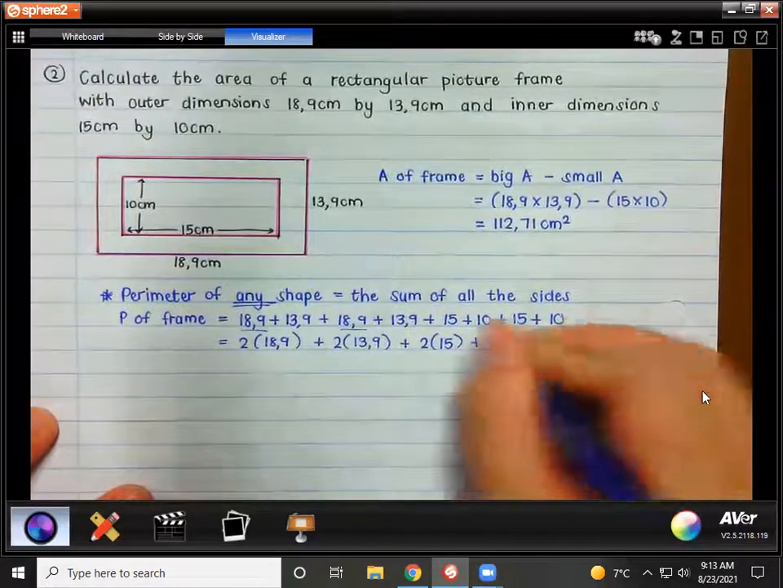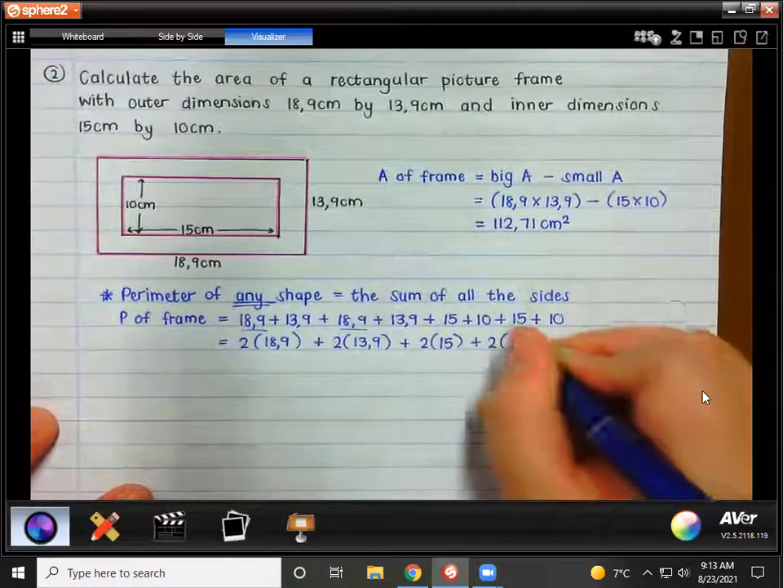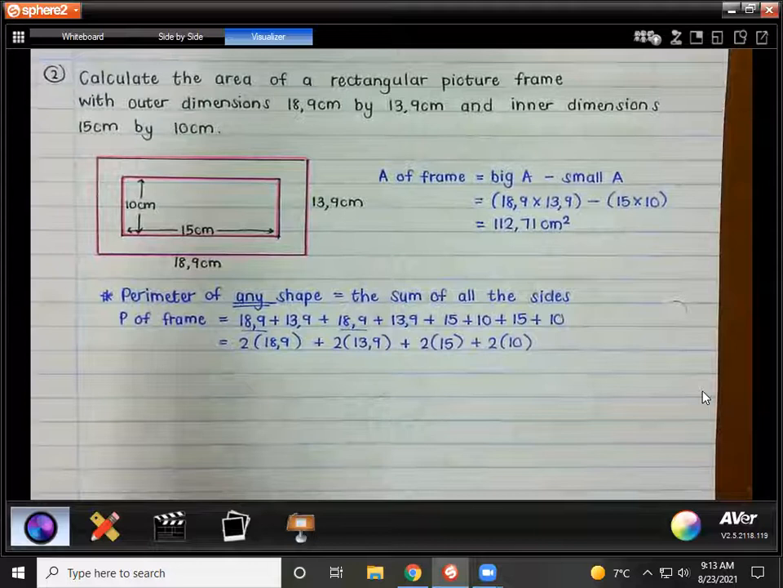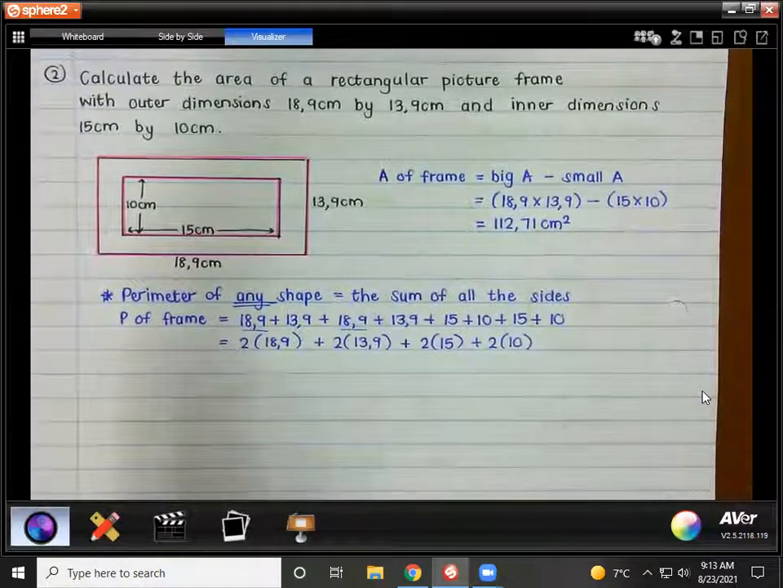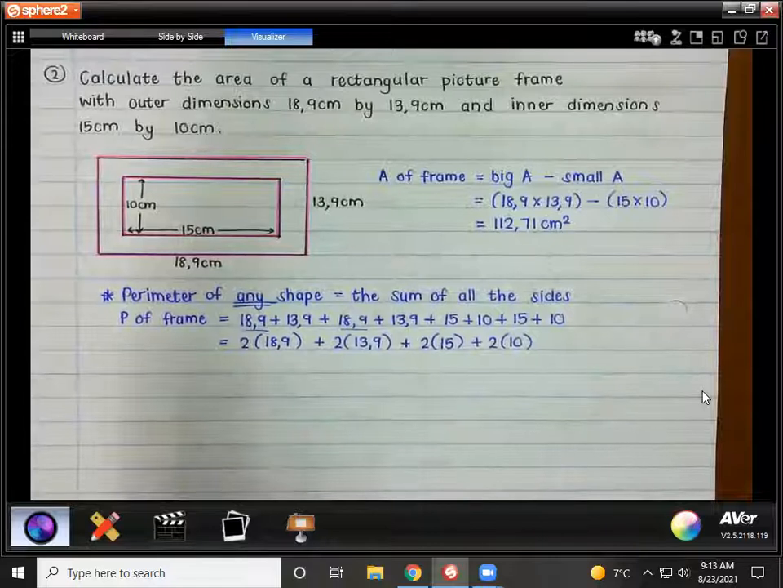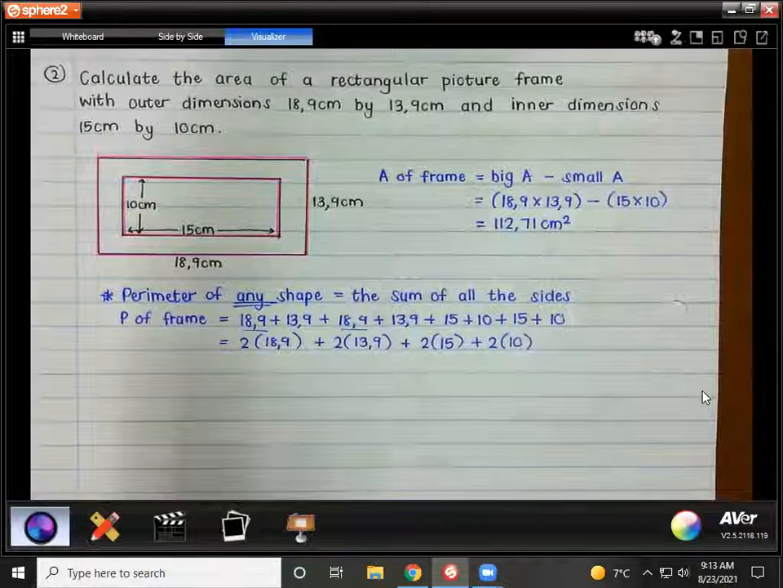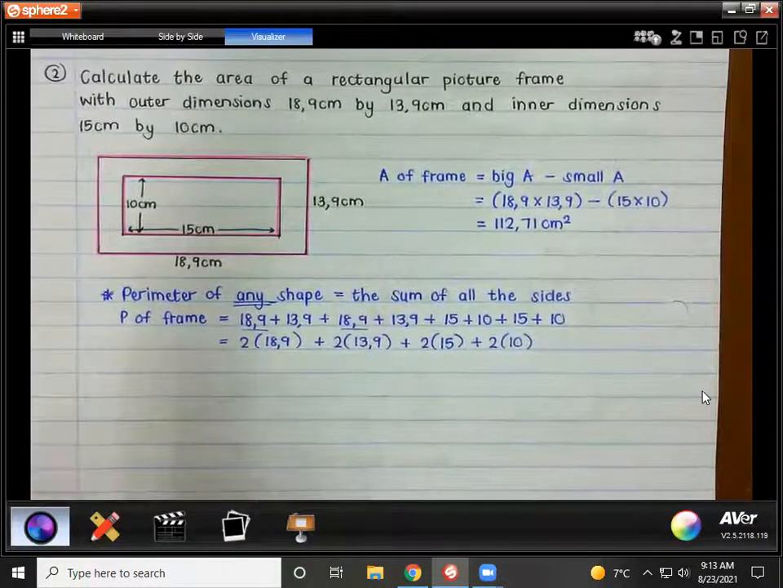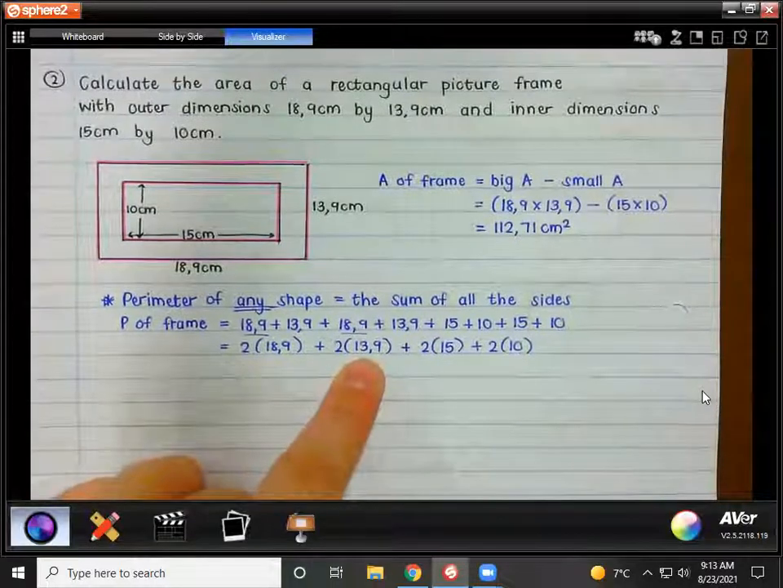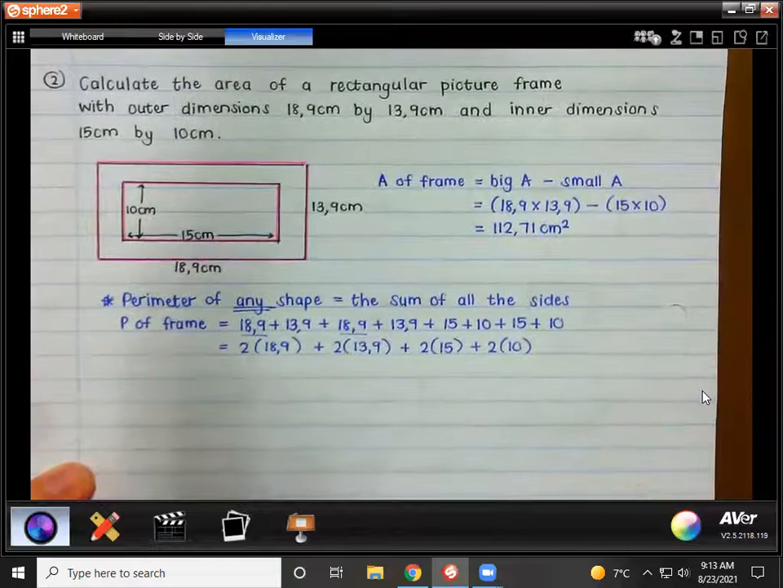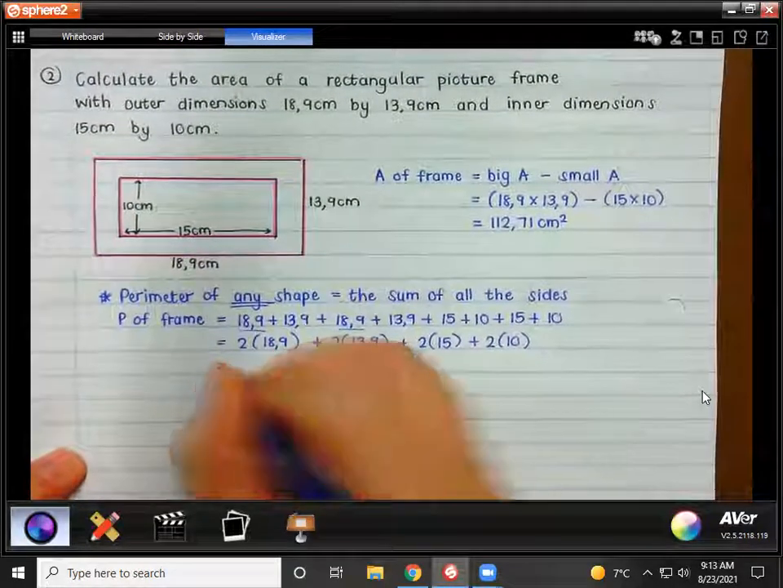And we also have two 10s. So that's optional. I just know that some of you know the formula from primary school, 2 lengths plus 2 breadths. That's where it comes from because you have 2 other lengths. So you can do 2 lengths plus 2 breadths. So that is where that comes from. But it's also perfectly fine if you just add them together. It's up to you.